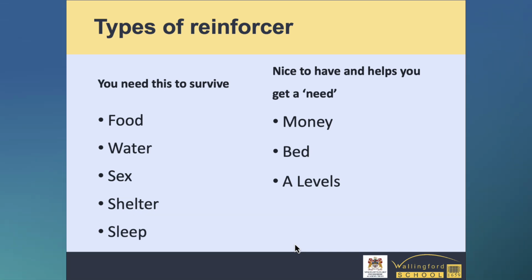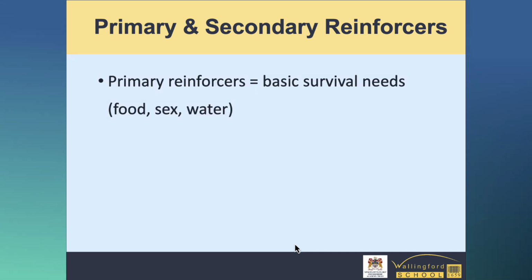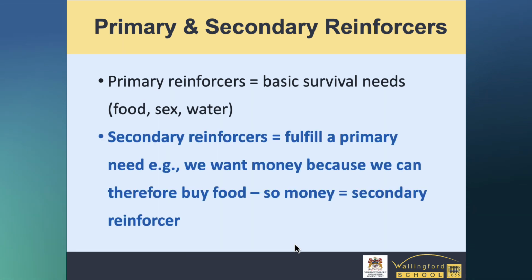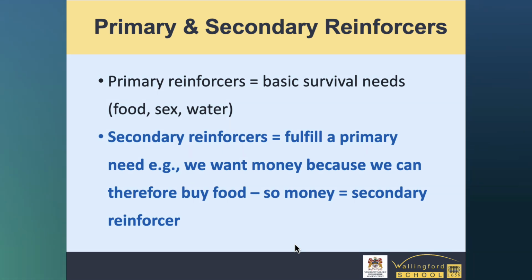Now, let's think about that in terms of how that's actually described by Skinner. So we're going to talk about those as primary and secondary reinforcers. So a primary reinforcer would be those that meet our basic survival needs like food, sex, water, shelter. A secondary reinforcer is simply there to fulfill a primary need. For example, we want money because therefore we can buy food. So money becomes a secondary reinforcer because it helps us get what we need from our primary reinforcer.